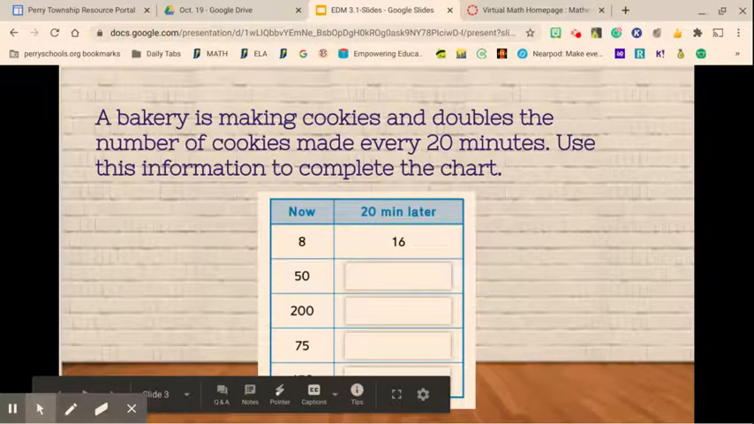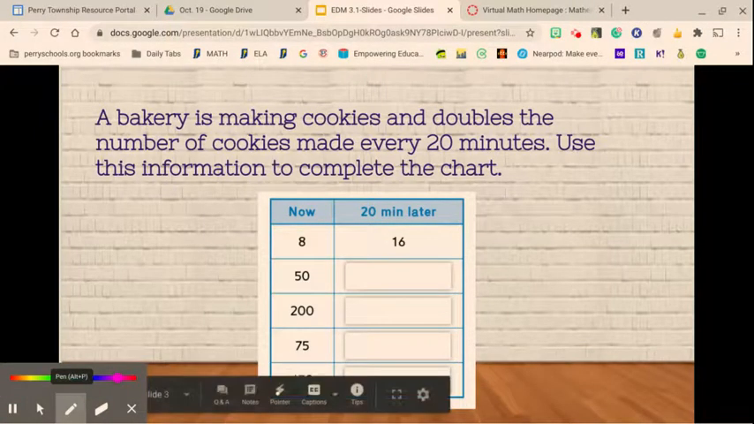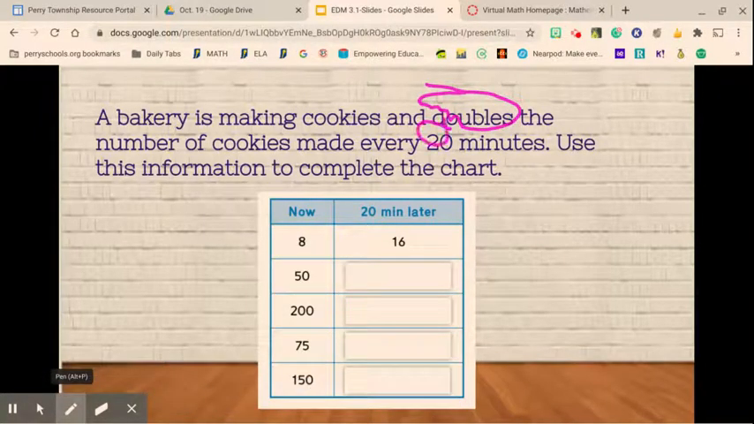So our first little setup says a bakery is making cookies and doubles the number of cookies made every 20 minutes. Use this information to complete the chart. So some of the keywords that I see in here is this word doubles. And I see the number 20, but the 20 minutes really doesn't tell me a whole lot except that it's 20 minutes later. But I do want to use double. So whenever I double something, I'm just adding it to itself.